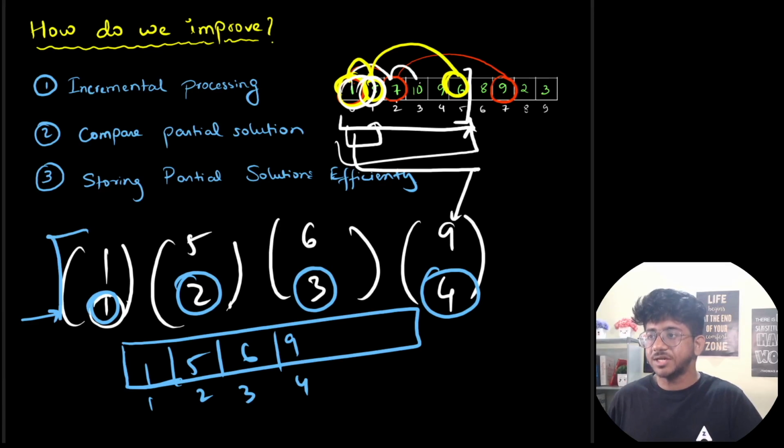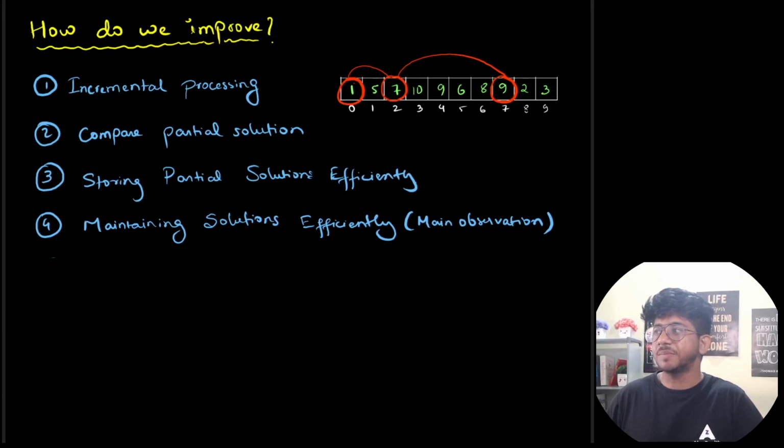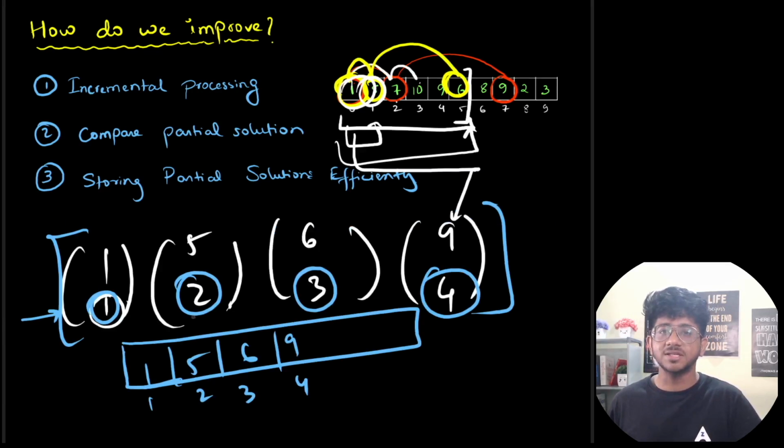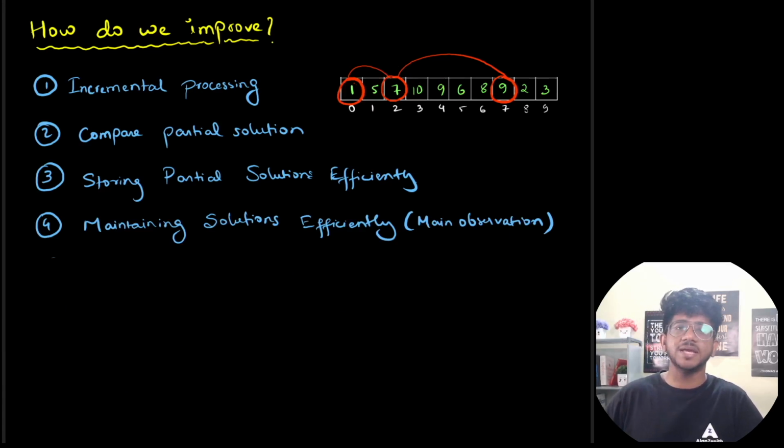Now, right now we are just thinking about this particular thing. How do we maintain this efficiently? That's the main question. We did talk about how we can try to build this, but how do we maintain this efficiently? And there comes a main observation of this particular optimization. That is what we require for this one. Let's go forward and simulate a process and see.